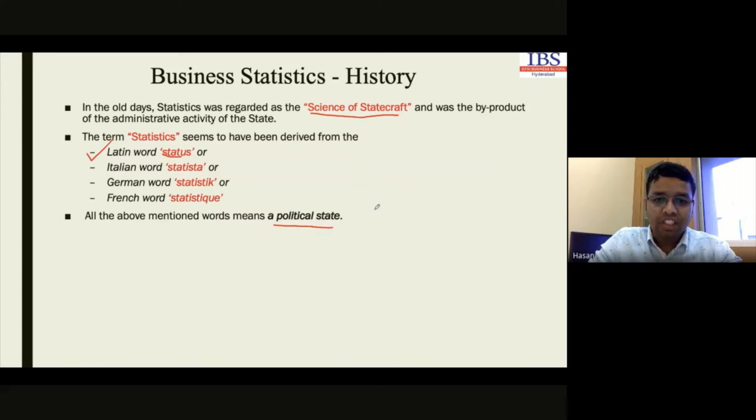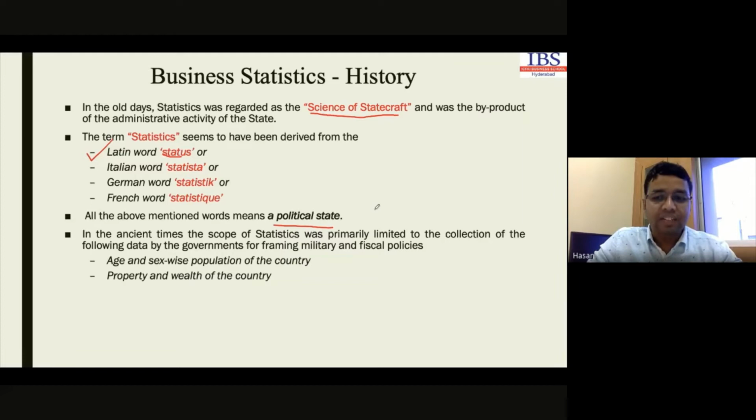So in ancient times, statistics was primarily limited to the collection of government data for framing military and fiscal policies. Military means manpower required, fiscal policies means financial, right? So statistics was dealing with two different conditions. One is counting the population, age-wise and sex-wise, because this population is required for military forces. Another is the property and wealth of the country, which is required for generating the financial policies of the country. So earlier, statistics was dealing with these two scenarios: population count and wealth of the country.